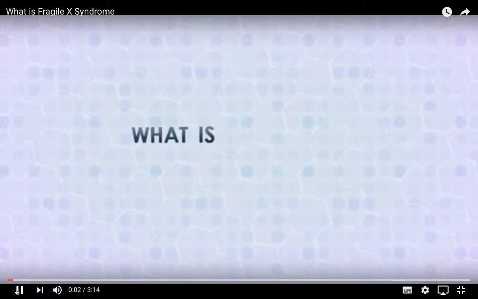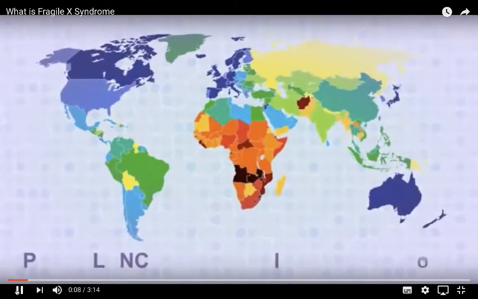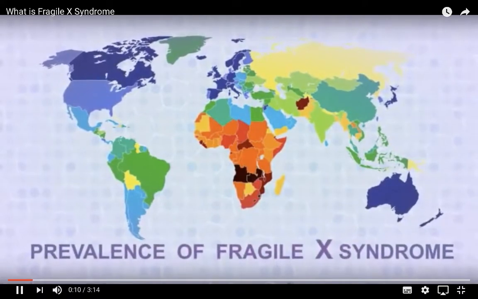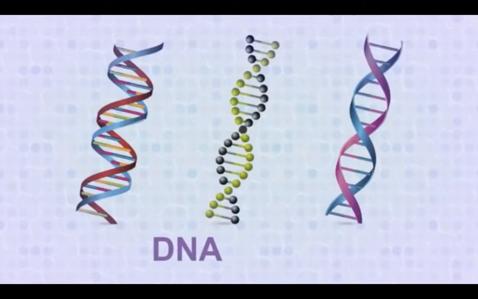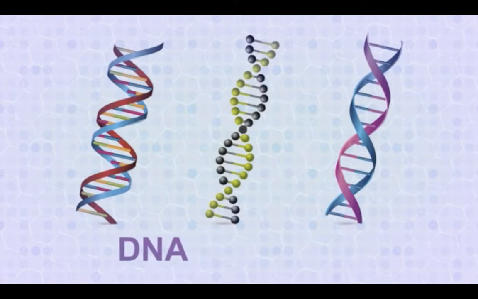Fragile X syndrome is the world's most common inherited cause of mental impairment and the most widespread single gene cause of autism. Fragile X syndrome occurs in about 1 in 4,000 in males and 1 in 6,000 to 8,000 in females. Fragile X syndrome is associated with a change or mutation in a gene on the X chromosome.